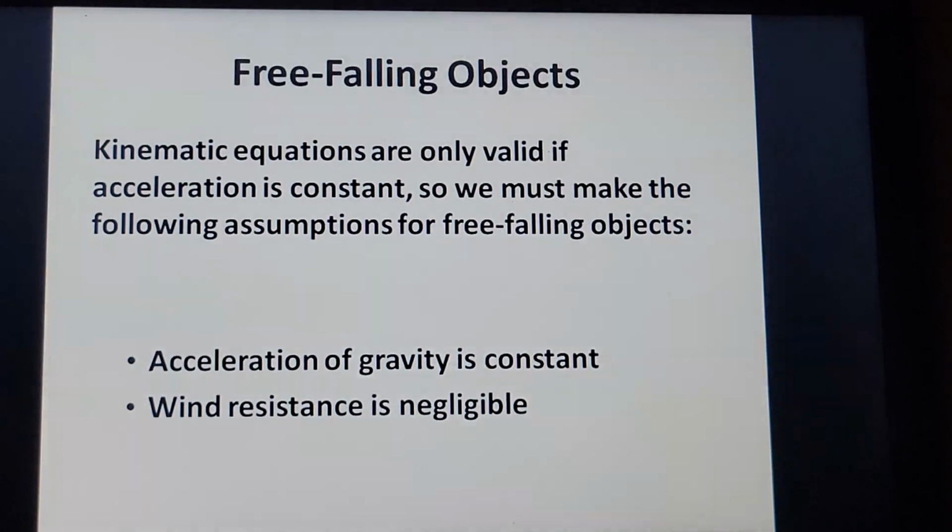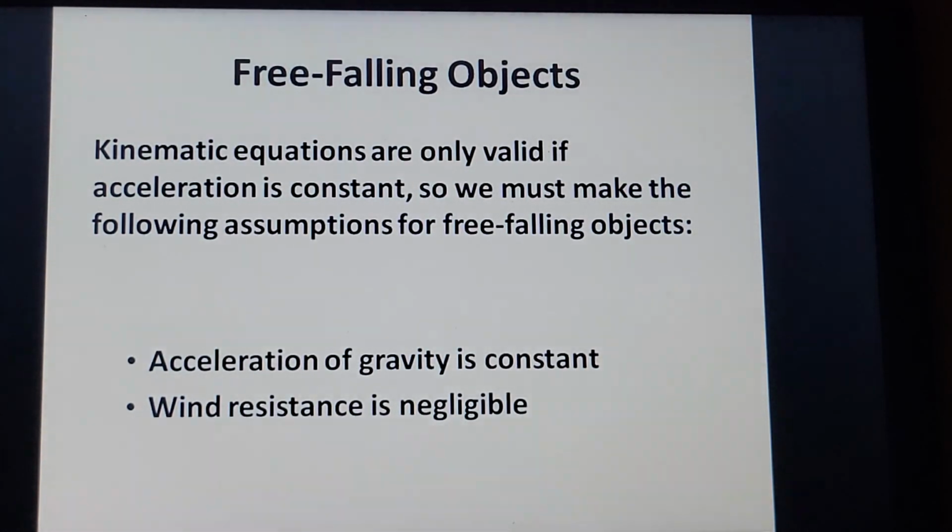Acceleration of gravity, we assume that's a constant, and we're going to assume wind resistance is negligible. The first assumption is pretty good. As long as you're somewhere near the surface of the Earth, you can assume acceleration of gravity is 9.8 meters per second squared. If you get an appreciable distance away from the surface of the Earth, the acceleration does change. Just for your information, it's proportional to the inverse square of the distance from the center of the Earth.